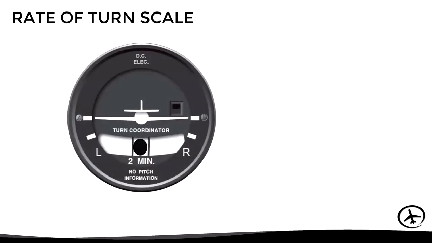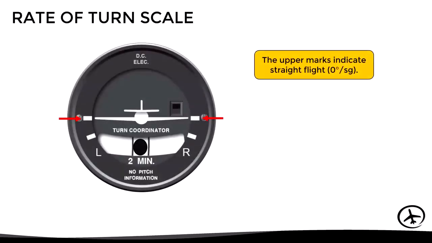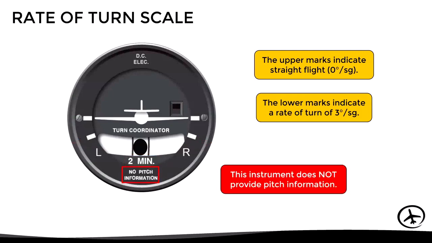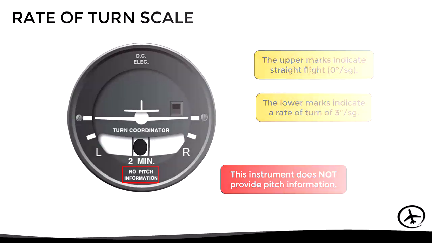Here, the upper marks represent a rate of turn of 0 degrees per second, or in other words, straight flight. While the lower marks represent a rate of turn of 3 degrees per second, which, as with the turn and slip indicator, will allow the aircraft to make a 360-degree turn in 2 minutes. Now, an important thing to keep in mind with this instrument is that although it has a miniature aircraft, it does not provide pitch information, as stated on the instrument dial. Let's now see some examples of the operation of the turn coordinator.